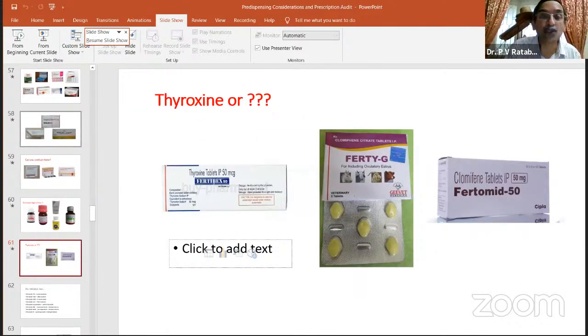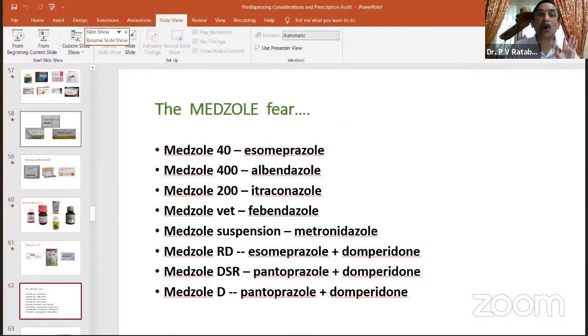Thyroxine can be Fertibex also. So if you get a prescription of Fertibex 50 and that is not available in a pharmacy, there's a high chance you may think it is clomiphene citrate, which is Fertomid 50. Very, very high chance. Fertibex 50 has nothing to do with fertility. It is thyroxine 50. Whereas Fertomid 50 is clomiphene citrate for inducing ovulation. Same dose.